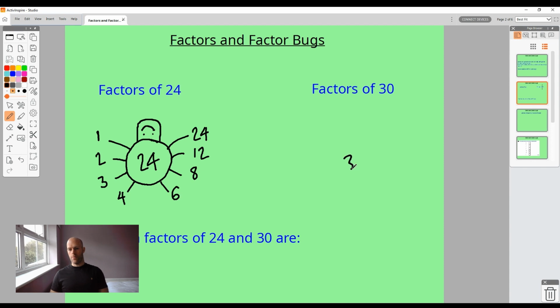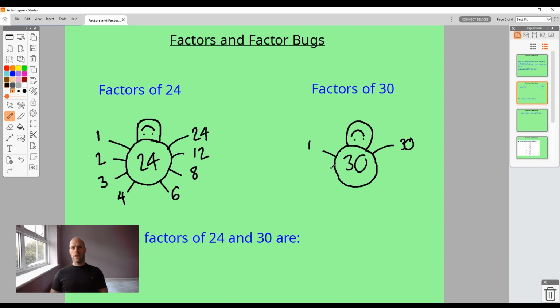To give you another example, factor bug for 30. Great thing about factor bugs is everyone is slightly different. It's got slightly less round, possibly more happy, and a much more bulbous head. There we go. So 1 and the number, 30, are always going to be the factors.